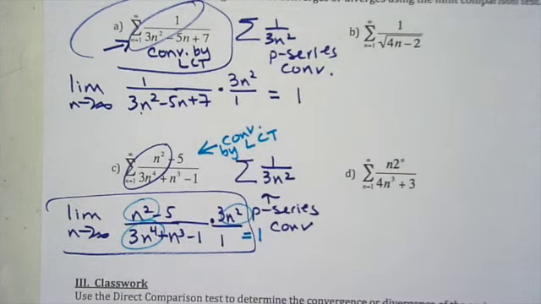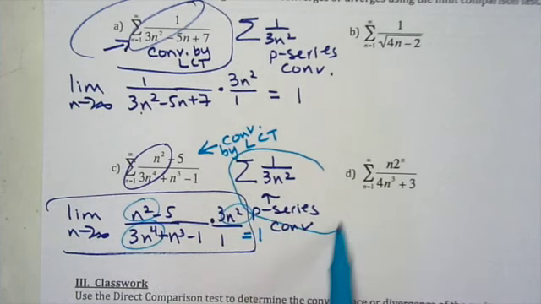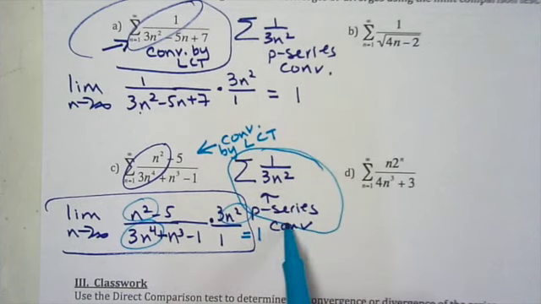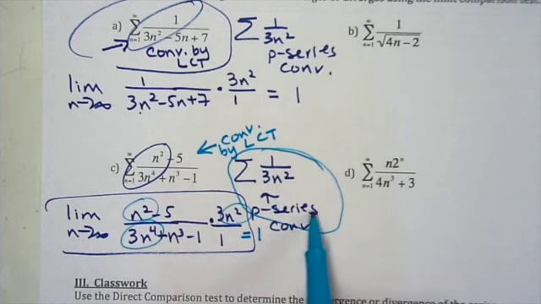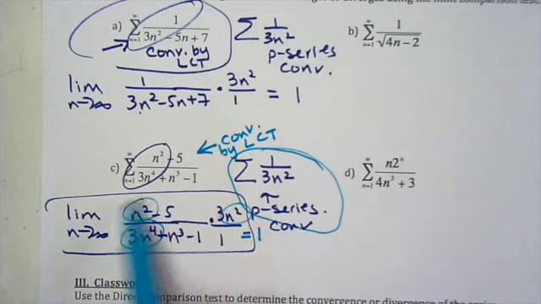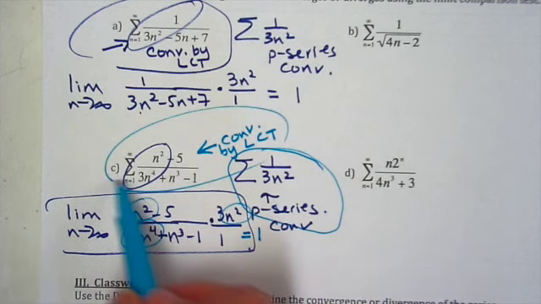So this is what you need to show. Show me the series that you're comparing it to, what happens to that. Show your work if you need to. This is just a p-series. Show me your limit, get to the correct limit, and then draw your conclusion on what's happening to the original.